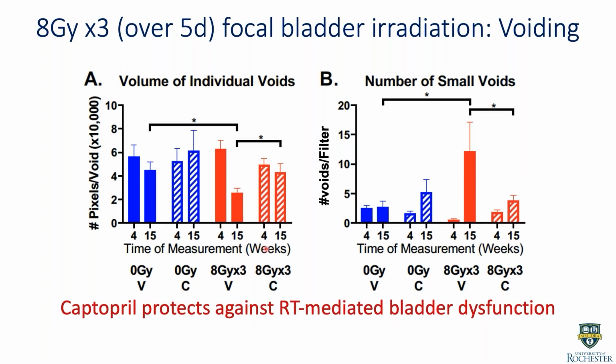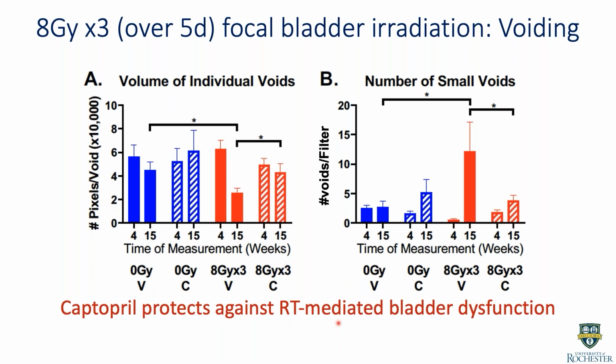So we do 8 gray times 3, and we see a similar pattern looking at the volume of individual voids. If we irradiate and measure 15 weeks later, we see a reduction in the volume of individual voids, indicating that the mouse is urinating more frequently with smaller volume. And if we look at the number of small voids, we see after 15 weeks a large increase in the number. But if we give captopril, we see some level of protection similar to baseline levels, both on the number of small voids and the volume of individual voids. And this allows us to suggest that captopril protects against radiation-mediated bladder dysfunction.